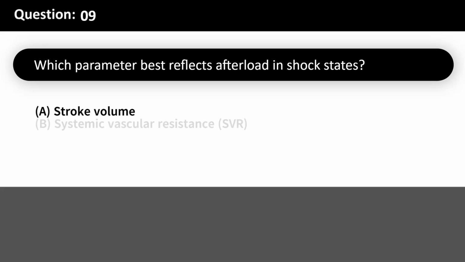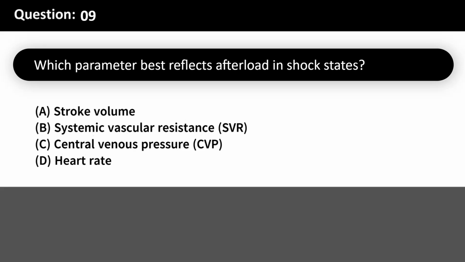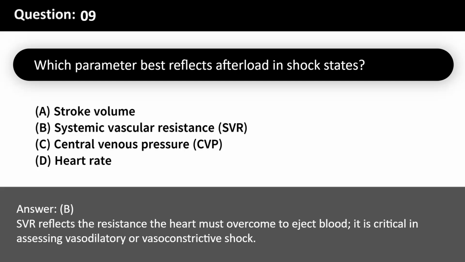Which parameter best reflects afterload in shock states? A. Stroke volume. B. Systemic vascular resistance, SVR. C. Central venous pressure, CVP. D. Heart rate. Answer: B. SVR reflects the resistance the heart must overcome to eject blood. It is critical in assessing vasodilatory or vasoconstrictive shock.